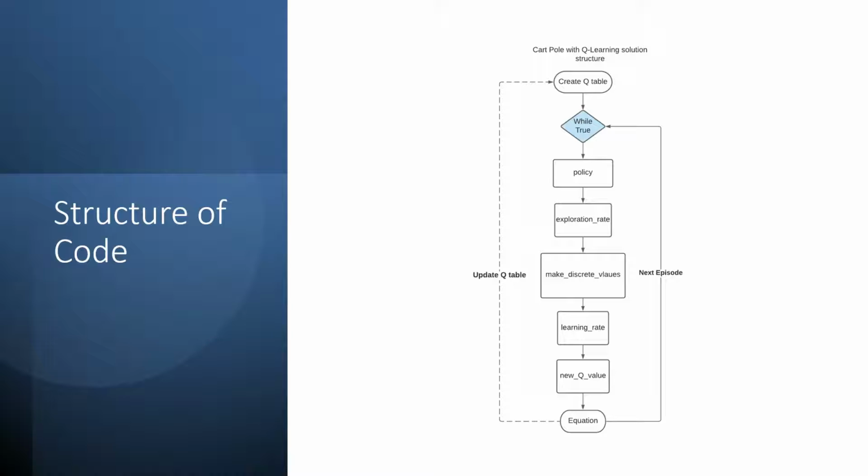I have structured my solution for cart pole as such. First, a Q table is created. Then the training begins with the while loop. The agent refers to a policy and then it gets the exploration rate for the current episode. The environment is put through the discretizer to make discrete values. And then the learning rate is referred. After that, a new Q value is calculated using the mathematical equation that we covered in the taxi problem. Finally, the Q table is updated and the next episode starts.